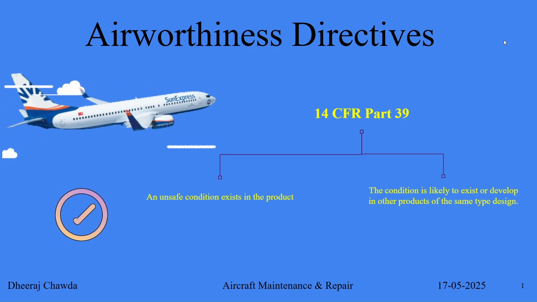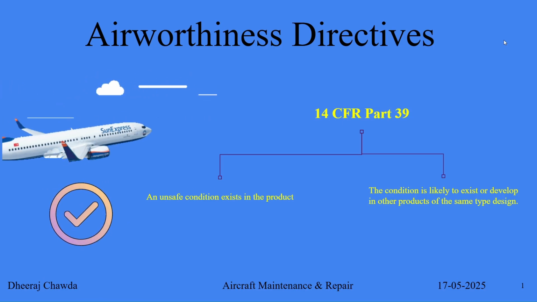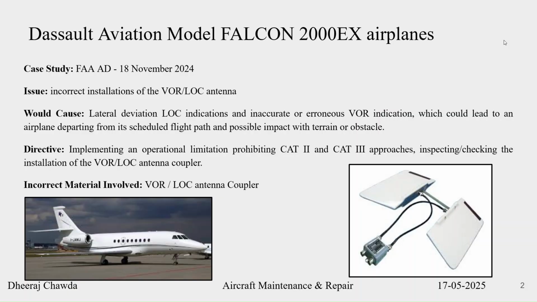So let us quickly take one example of one of the cases of airworthiness directives which was recently published. For the Dassault Aviation Falcon 2000 EX airplane, the Federal Aviation Administration identified a problem on 18th November 2024: an incorrect installation of LOC antennas. Basically, these antennas are used for detecting the flight path.